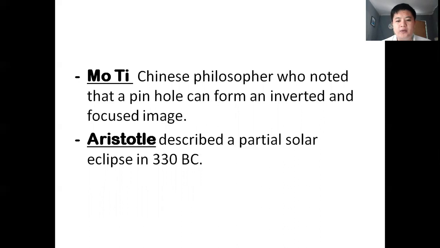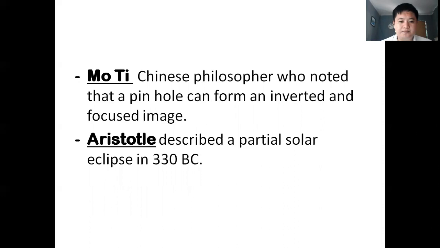He is followed by Aristotle. In the 4th century BC, he observed a partial solar eclipse in 330 BC by seeing the image of the sun projected through small spaces between the leaves of a tree.